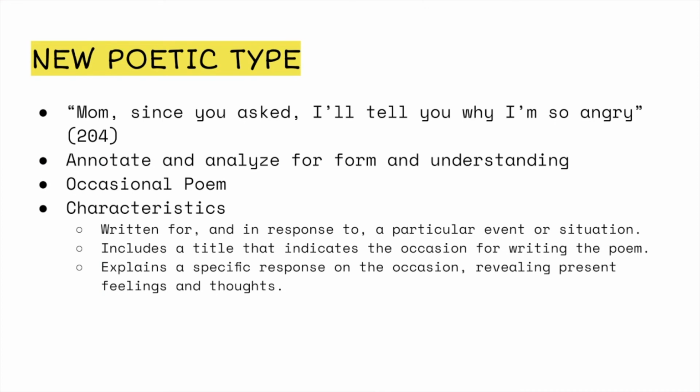The poetic type of this poem is called an occasional poem. Some of the characteristics of an occasional poem is that it's written for and in response to a particular event or situation. So that poem was basically written in response to Josh's mom asking him the question, "Why are you so angry?"